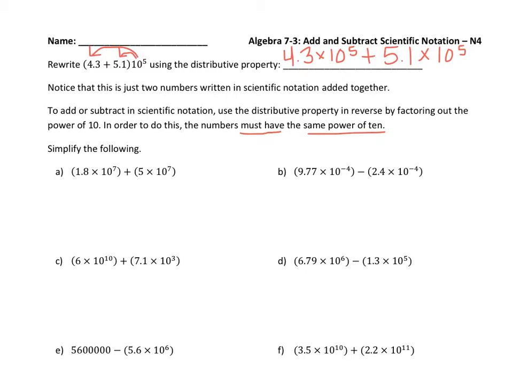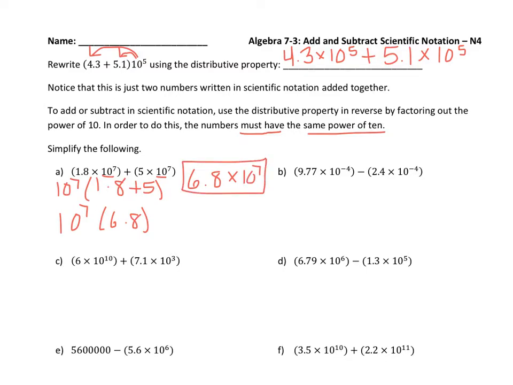1.8 times 10 to the 7th plus 5 times 10 to the 7th. They both have 10 to the 7th, so I can factor it out. And what's left on the inside is 1.8 plus 5. Well, 1.8 plus 5 is 6.8. And let's rewrite that so it's scientific notation: 6.8 times 10 to the 7th. I don't want you to actually multiply it out. I want your answer in scientific notation.